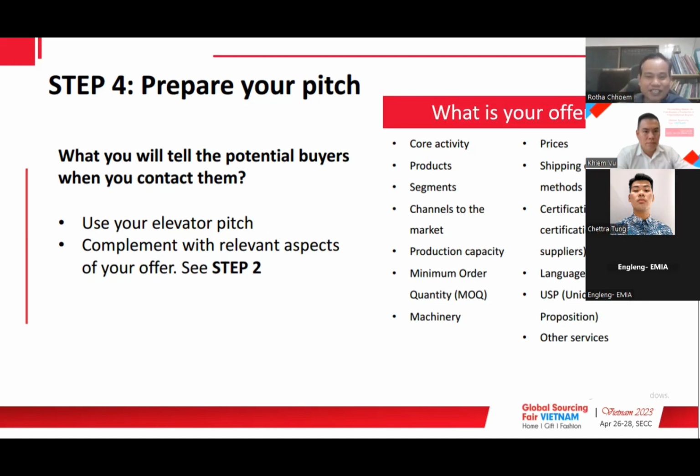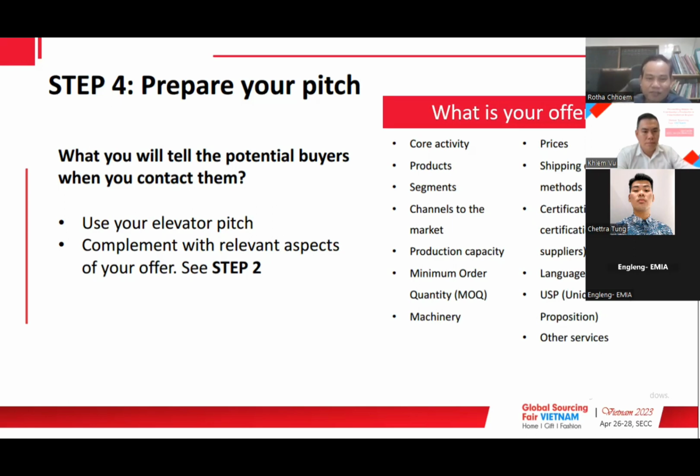Elevator pitch is only 30 seconds. You start with who you are, what you can do, who you offer to, and what they benefit from the products or UVP that you offer. So make those 30 seconds attract your buyer, especially at the threshold. If you cannot convince them in 30 seconds, you might lose the chance already.